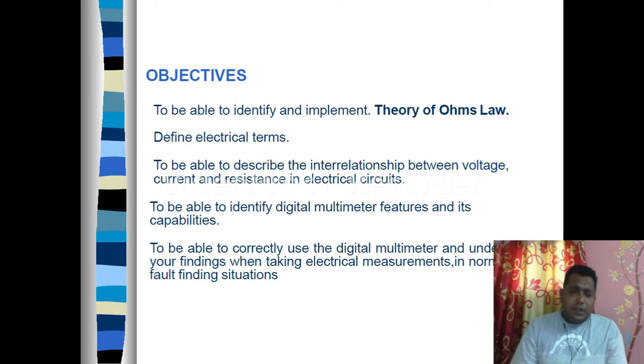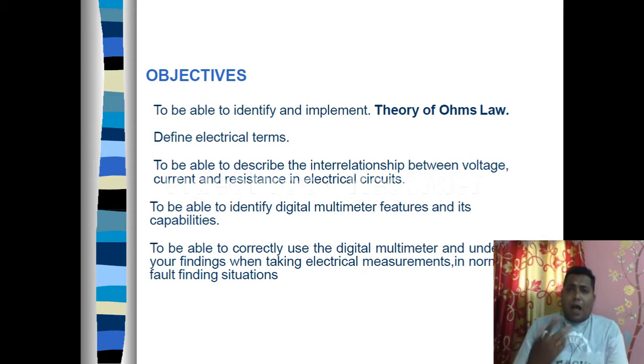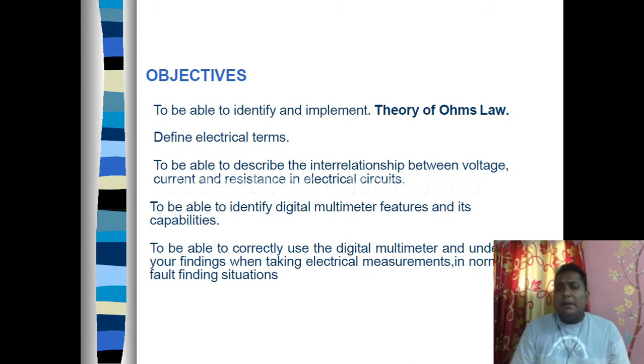And to be able to correctly use the digital multimeter, how to use it, is a very important point. How to measure the voltage, how to measure the current, whether DC voltage, DC current, AC voltage, AC current, or resistance, or continuity. Different things can be measured by a multimeter. We will see what we can measure and how we can connect and measure. So these are the objectives we have in this class.